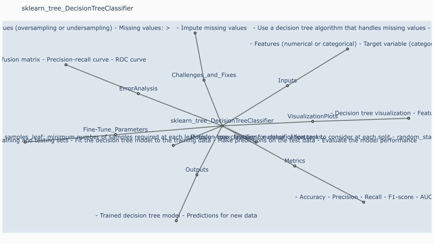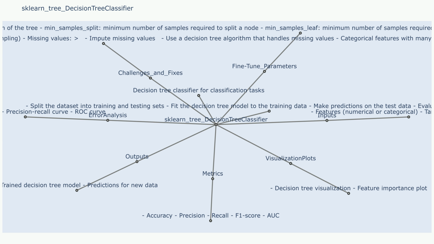sklearn.tree.DecisionTreeClassifier. Description. The decision tree classifier is a supervised learning algorithm used for classification tasks. It builds a decision tree based on the features of the training data, aiming to predict the class label of new, unseen data. The tree is constructed by recursively partitioning the data into subsets based on the values of features. At each node, the algorithm selects the feature that best splits the data into distinct classes, using criteria like Gini impurity or entropy.